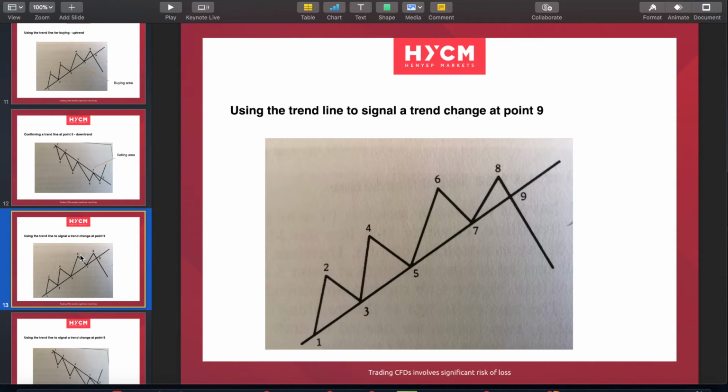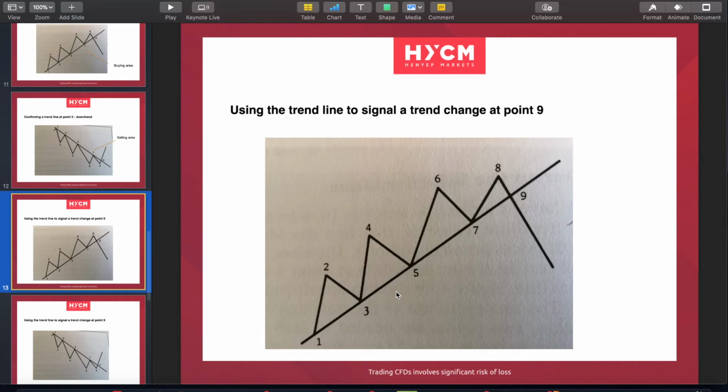Now, another very, very helpful aspect is using a trend line to signal a trend change. This is a great way. I like to use this. I often use this technique to really good effect. And often a break of a trend line is the very first signal of a trend change. It can be a very powerful signal.